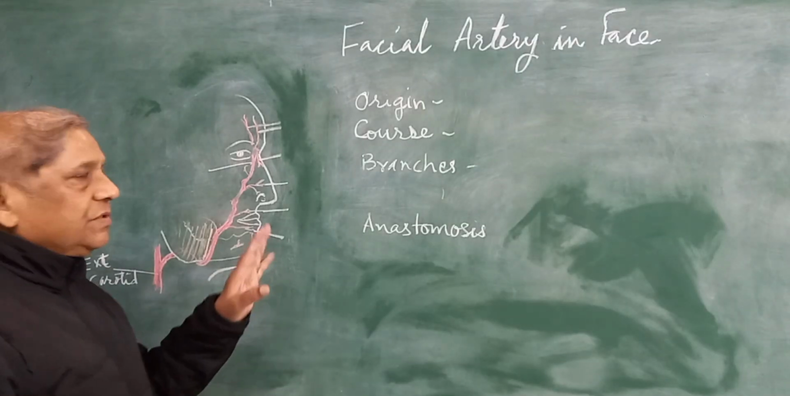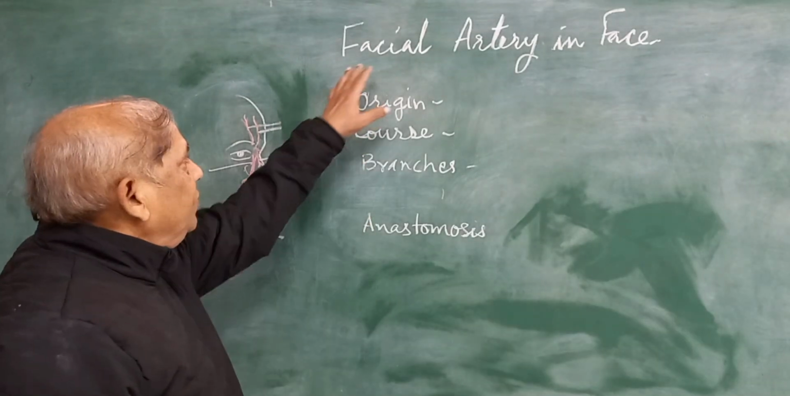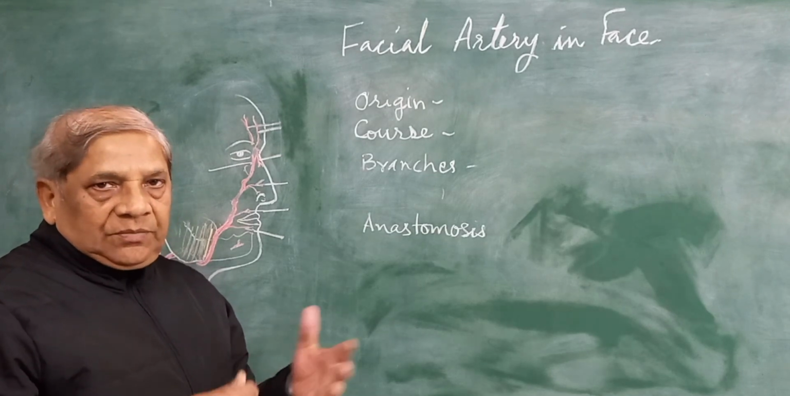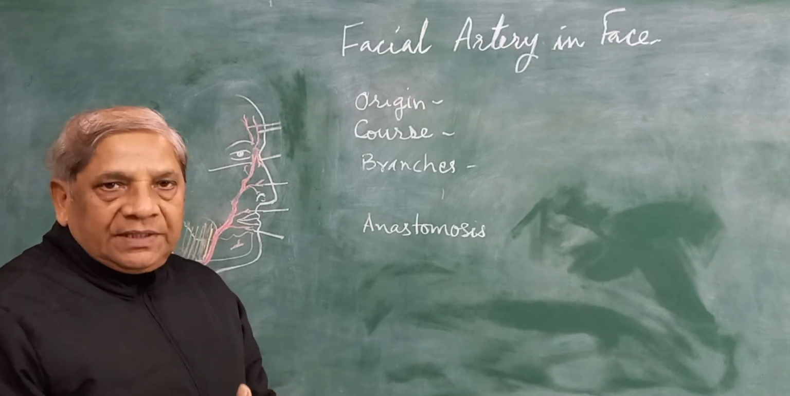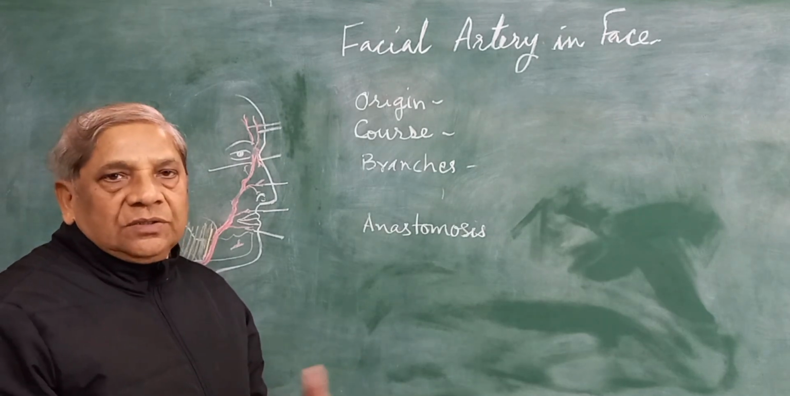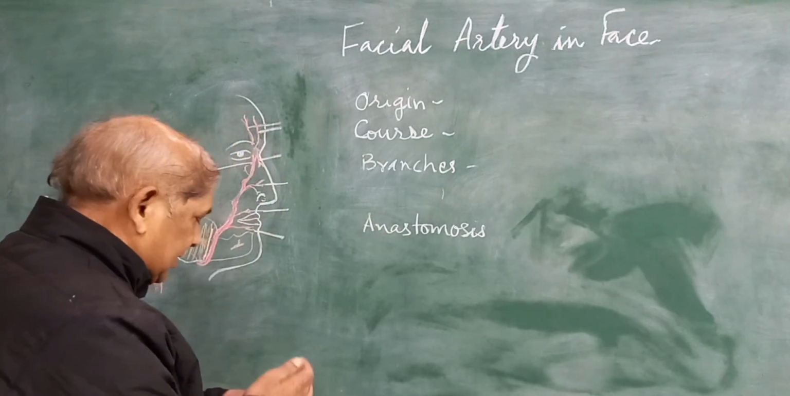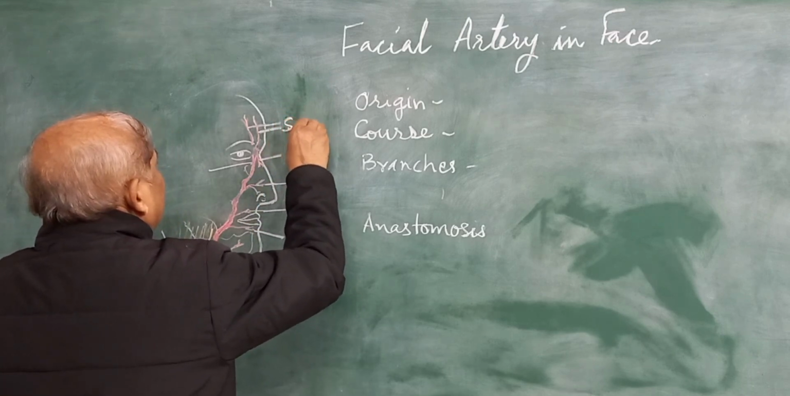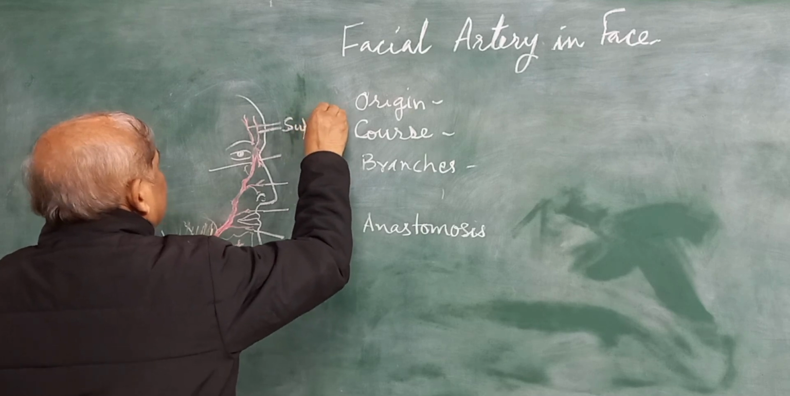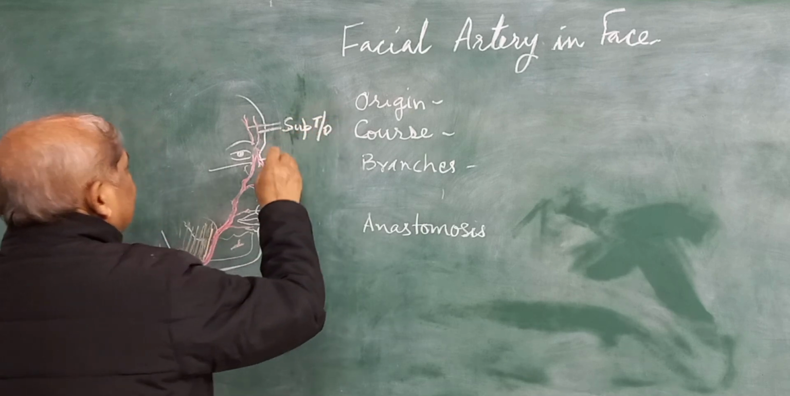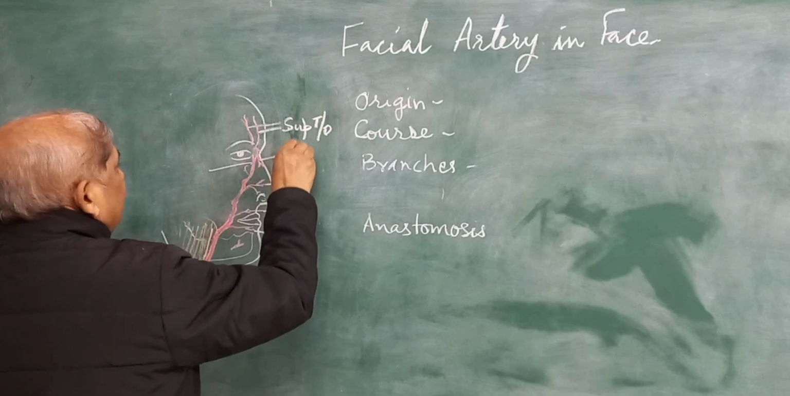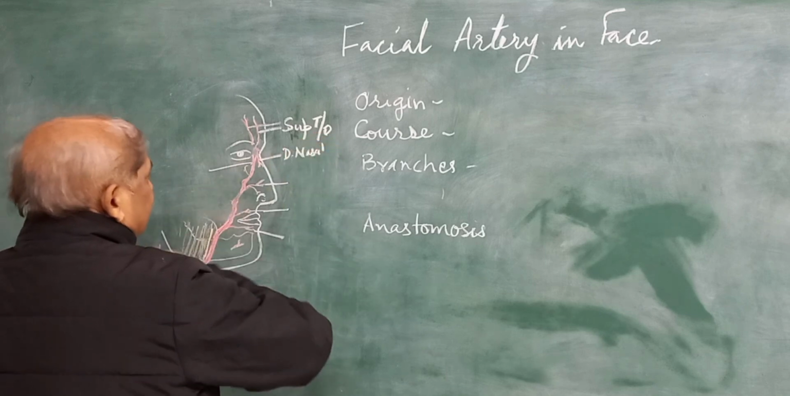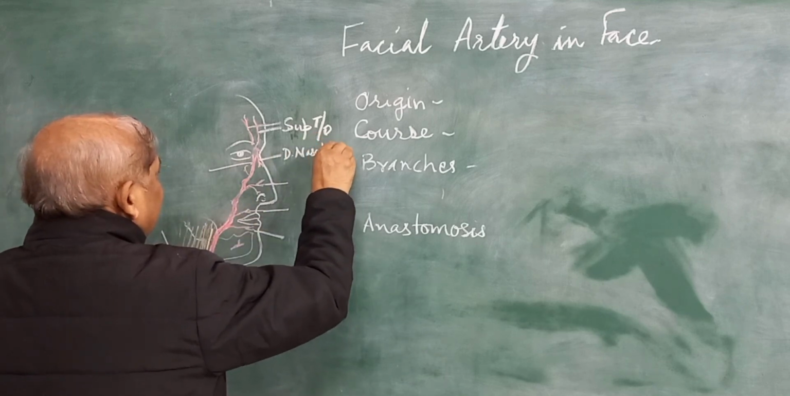In this video, since we are on the face, I am going to tell you about the facial artery in the face, okay? Because the face is supplied by many arteries. It is supplied by the supratrochlear and supraorbital branches of the ophthalmic artery. Then there is the dorsal nasal branch, which is again a branch from the ophthalmic.